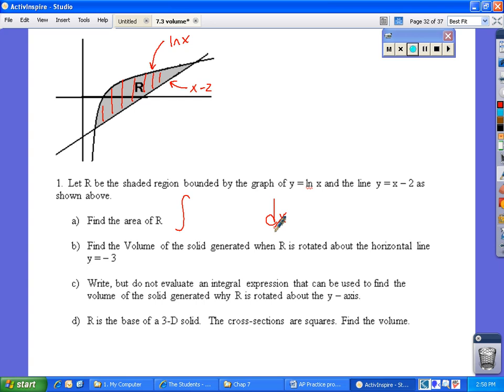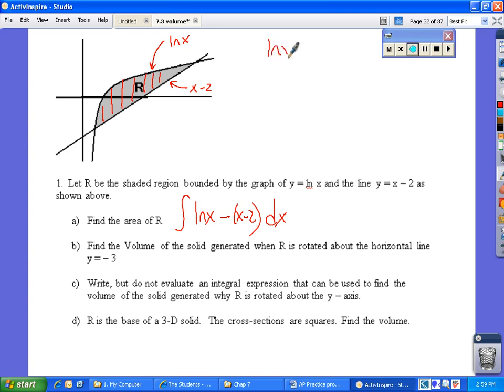So the top of every strip touches the equation natural log of x, which is in terms of x, minus the bottom of every strip, which touches the equation x minus 2. And the one thing I'm missing here are my bounds. My bounds have to be in terms of x as well. This is where the calculator is going to come in.